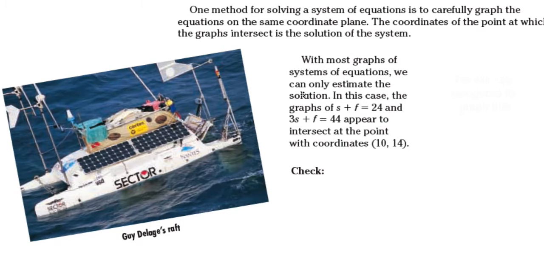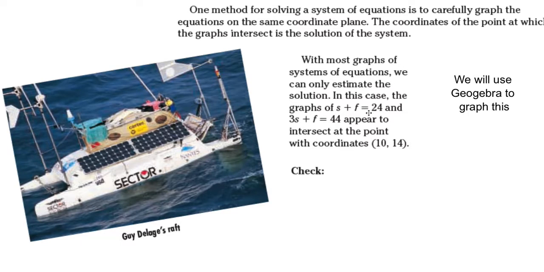With most graphs of systems of equations, we can only estimate the solution. In this case, the graphs of S plus F equals 24 and 3S plus F equals 44 appear to intersect at a point with coordinates (10, 14). Now we will use GeoGebra to graph this.